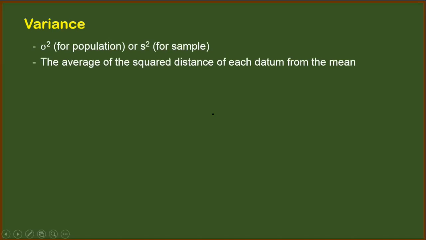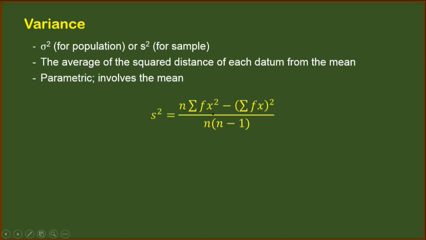Previously, we have defined variance in the context of ungrouped data, but even if we are taking into consideration group data, its definition is still the same. We still have the small letter sigma squared and small letter s squared for population and sample respectively. It is still the average of the square distances of each datum from the mean. Still, it's parametric. However, we have a different formula because we are dealing with group data.